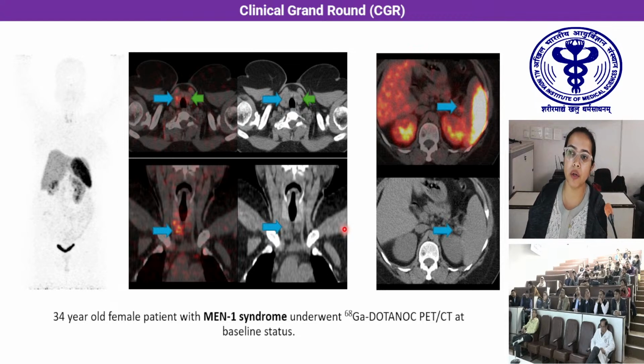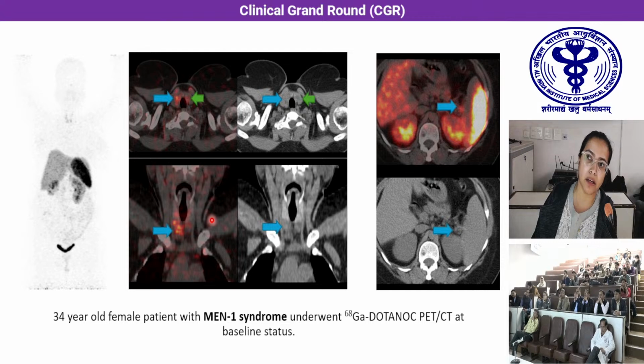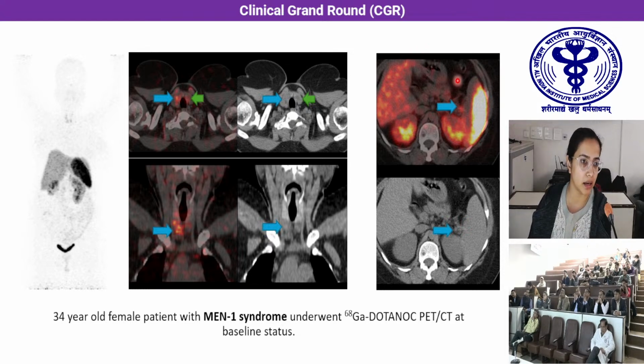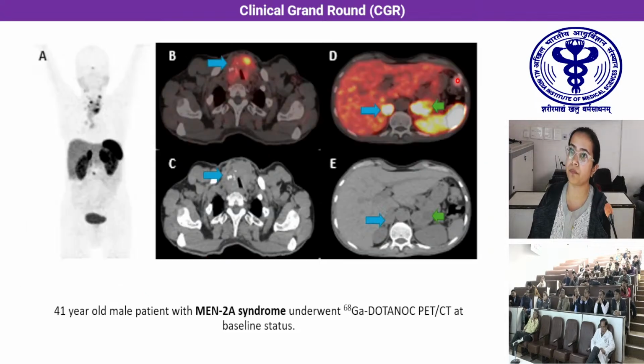So the same patient underwent 68 gallium DOTATATE PET CT, and we can see the SSTR expressing soft tissue lesions in the axial as well as coronal images, consistent with bilateral inferior parathyroid adenomas. Additionally, there was a focal tracer uptake with ill-defined soft tissue lesions on the tail of the pancreas, suspected to be neuroendocrine tumor of the pancreas.